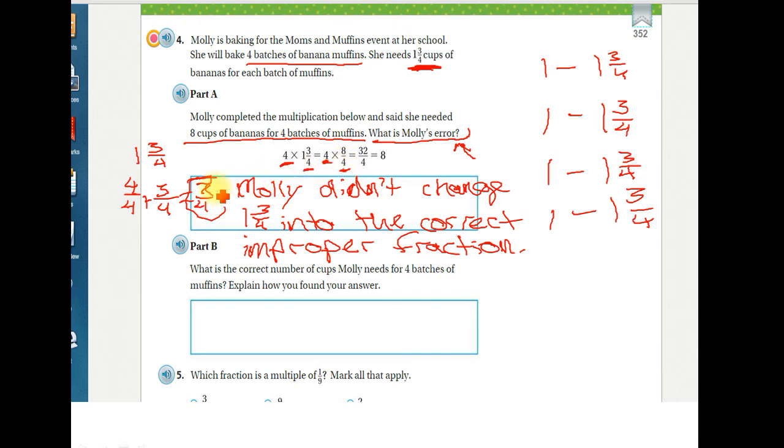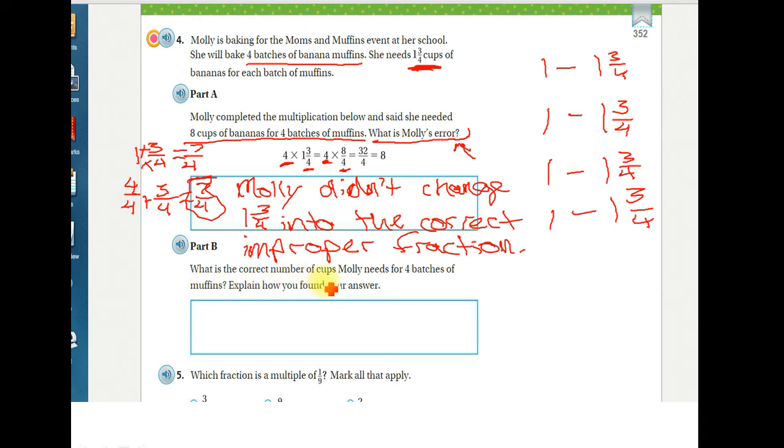Okay. Now, just real quick, we've gone over this in class, but again, I'm going to talk about the other way to change these into improper fractions. We can do 1 times 4 plus 3, right? 1 times 4 is 4, plus 3 is 7. Denominator stays the same. We'll still get the same answer. Okay. All right, let's jump down to part B.